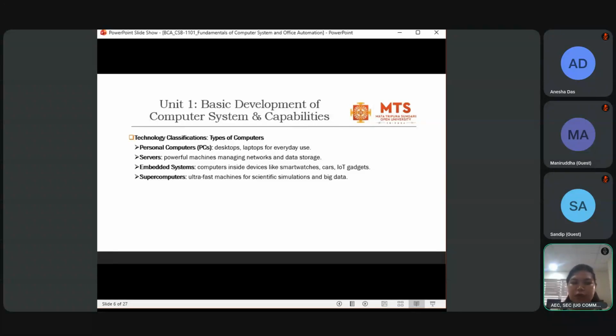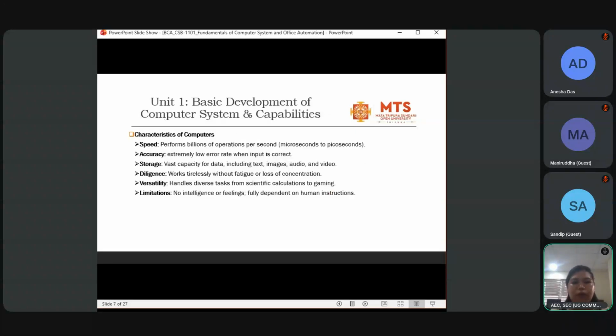And the supercomputer is another ultra-fast machine for scientific simulation and big data. One of the common supercomputers is Param. I think you all have heard about it. And some supercomputers under IBM will be there. And now, characteristics of computers.